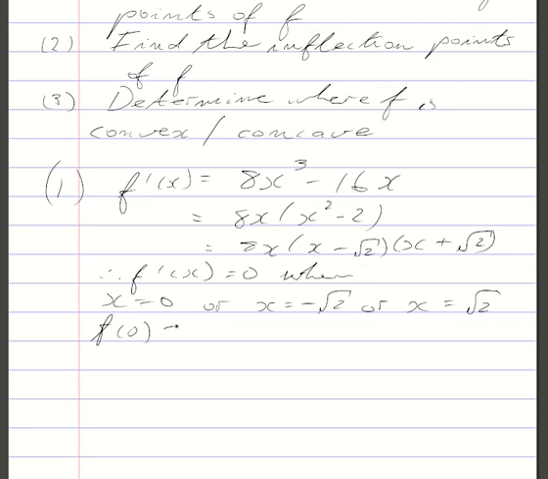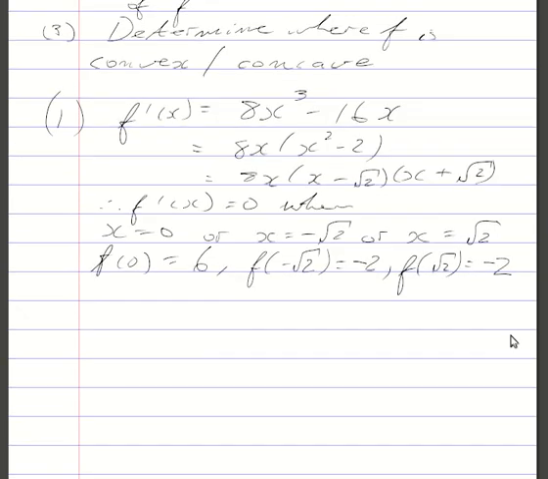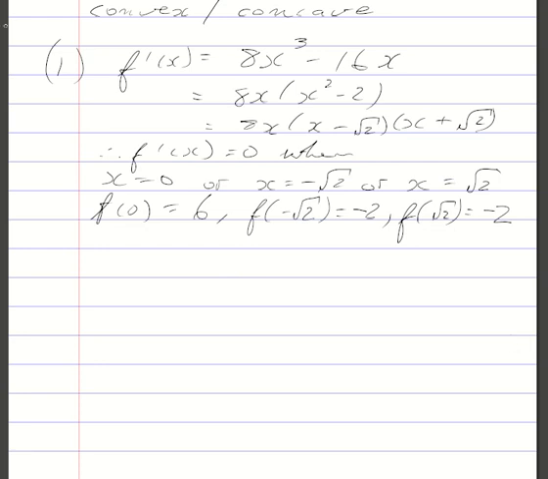Now the function values are easy to find. We first get f of 0, which is 6. f of minus square root of 2, it's easy to substitute in the squares, take care of all the square roots, and we get minus 2. And the same thing, because this is an even function which gives the same output on minus x as x, f of square root of 2 is the same as f of minus square root of 2, and that is also minus 2. Now we need to classify these points as maxima or minima.